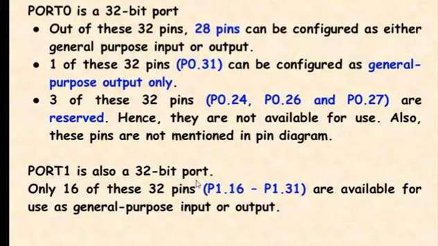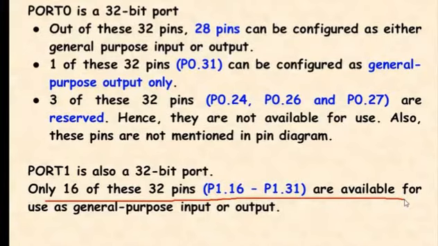Port 1 is also 32 bit, but only 16 bits are available for the user. So 28 from port 0 and 16 from port 1, so the total is 44 pins. These 44 pins can be input or output, and P0.31 is only output. So the maximum pins you can access is 45. One pin is an output pin. So you can access a maximum of 45 pins.